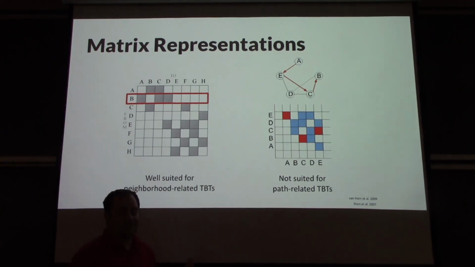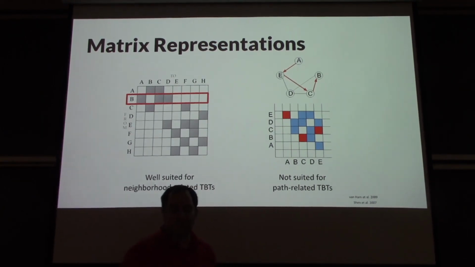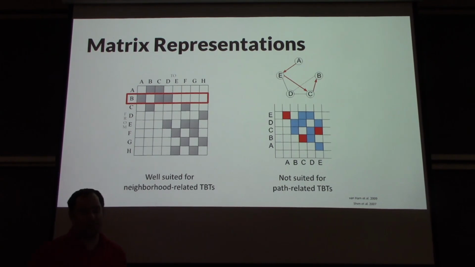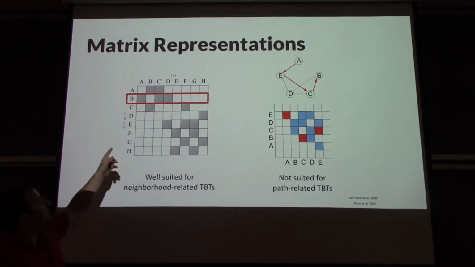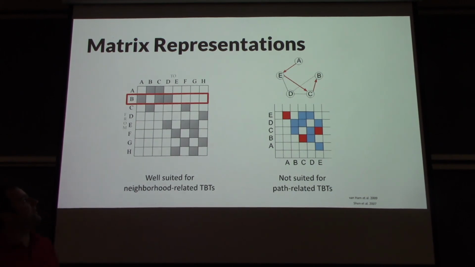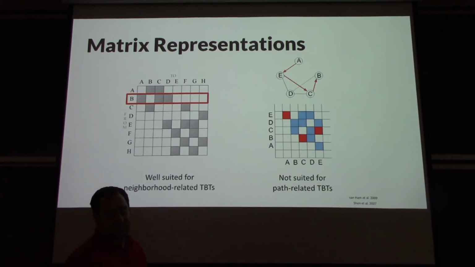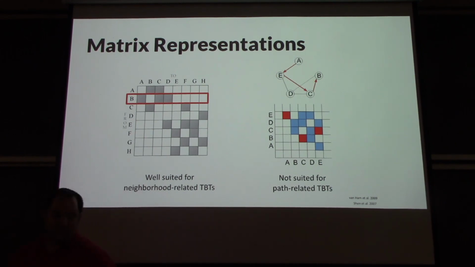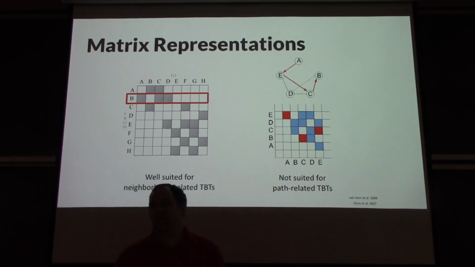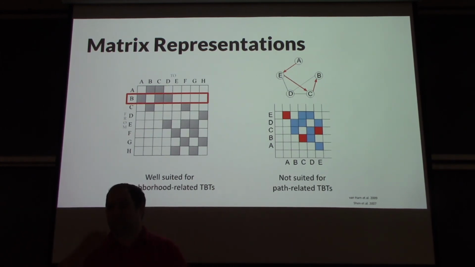The graph matrix representations are really well suited for neighborhood-related topology-based tasks. So all of the neighbors of the node B are super easy to find, right? It's B, C, and D. But they're not suited for path-related topology-based tasks. So for example, how is A connected to B? That is really hard to do with a matrix. I always have to sit down with a pencil and then trace it manually. So that's really not well supported by matrices.